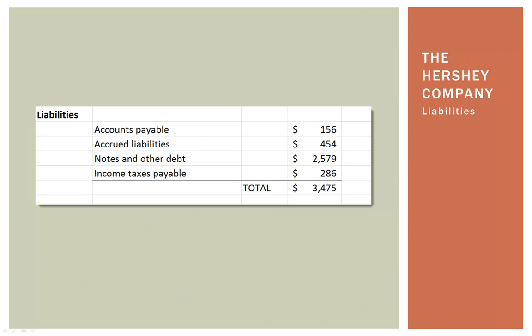So here are liabilities. Now, what are accounts payable? Well, those are things that Hershey has to pay someone else. And then they have accrued liabilities, which are things they will have to take care of at some point. They have notes and other debt, and of course income taxes. So those are liabilities. Those are obligations they have to someone else.